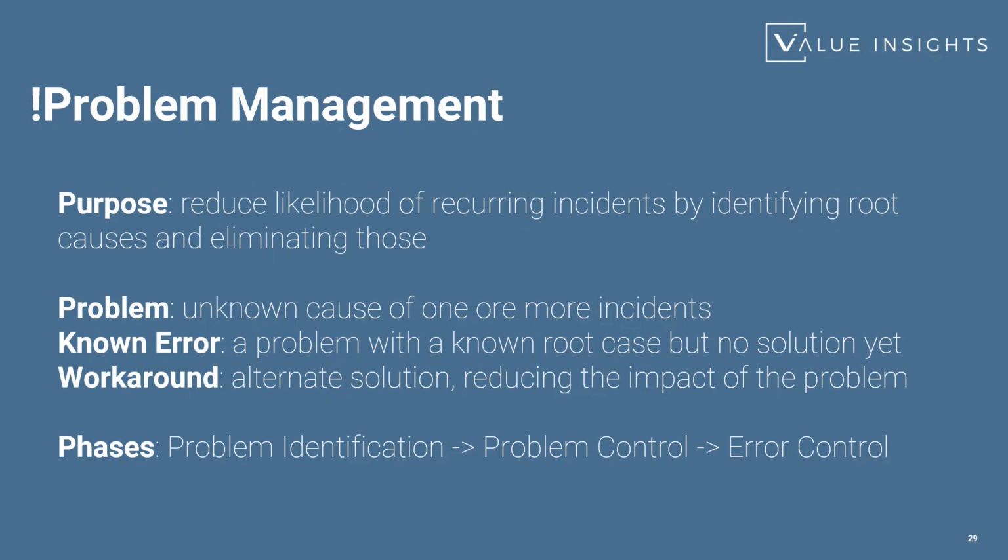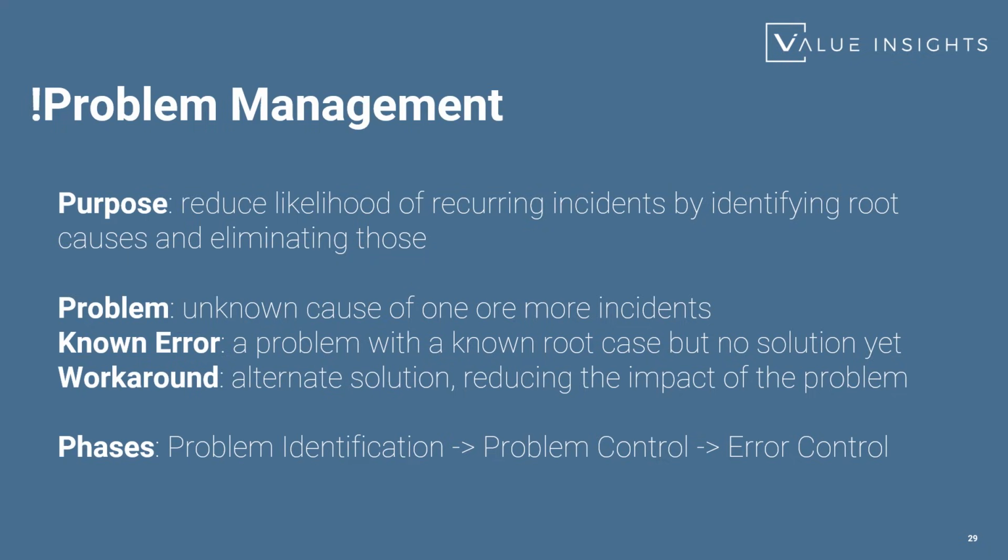So, by definition, a problem is the unknown cause of one or more incidents. Important, please remember, one or more incidents, okay? Even one incident can result in the creation of a problem ticket if we don't know what is causing it. But usually it's major incidents or priority one incidents, where we have a lot of affected people, when we open problem tickets. And we can talk about known errors.